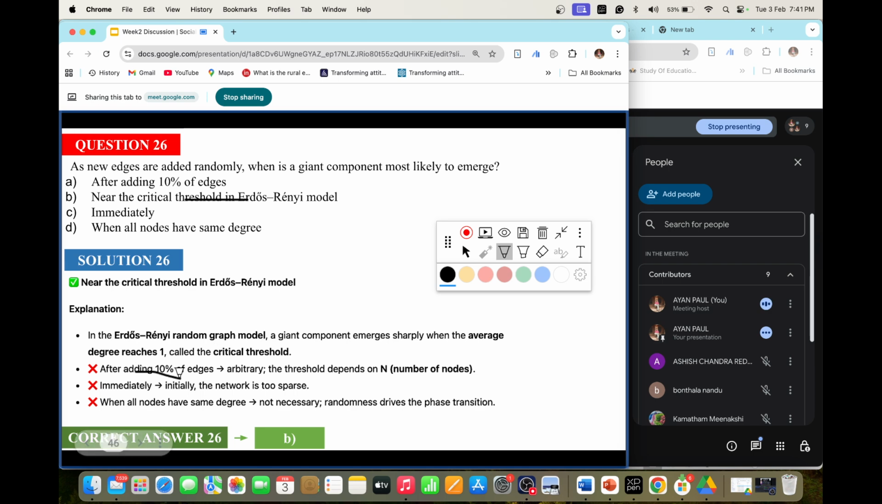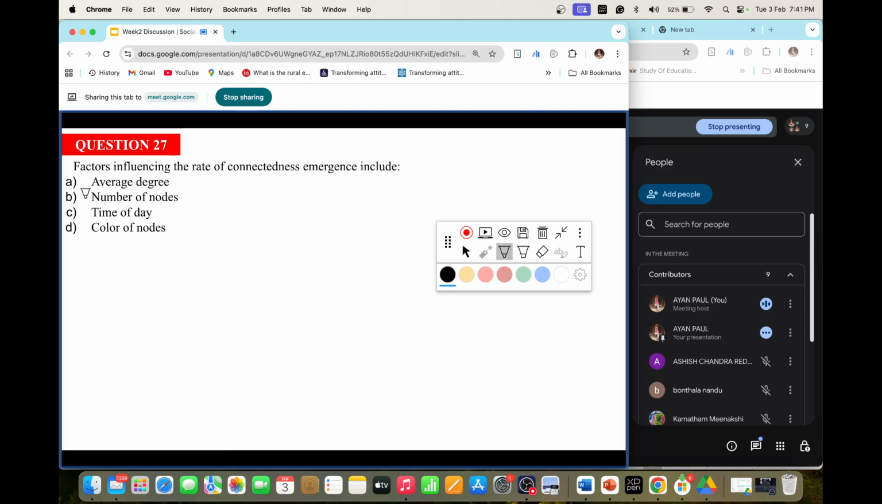After adding 10% of nodes, that is arbitrary; the threshold depends on n. Immediately, initially the network is too sparse, so it won't happen immediately. When all nodes have the same degree, not necessarily; randomness drives the phase transition. So option D is also false. It is very straightforward: near the critical threshold in the ER model. So option B is the correct answer.